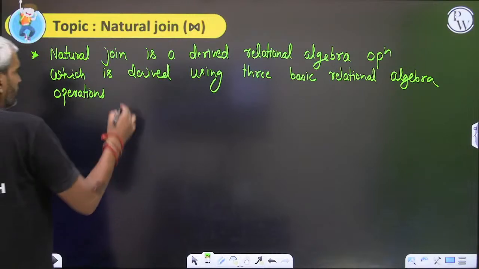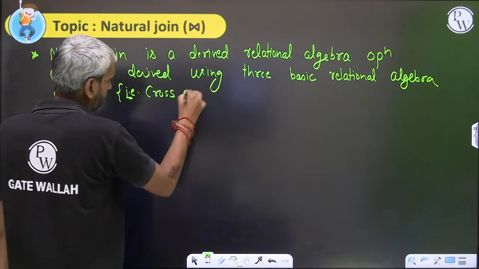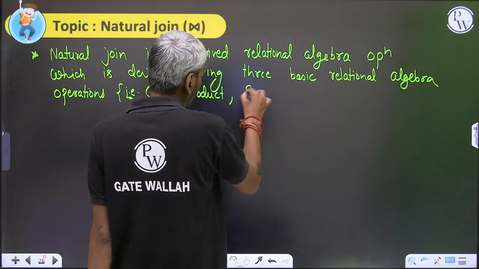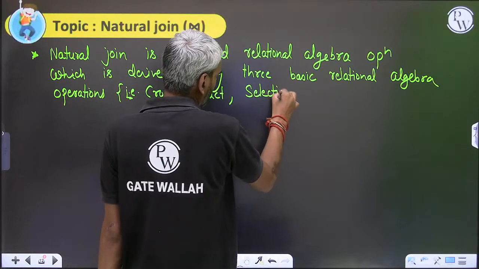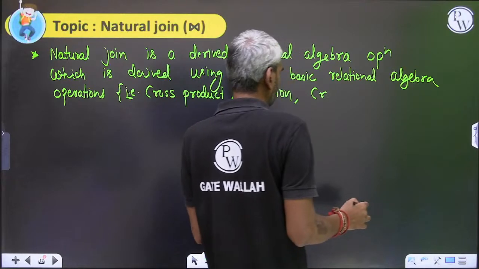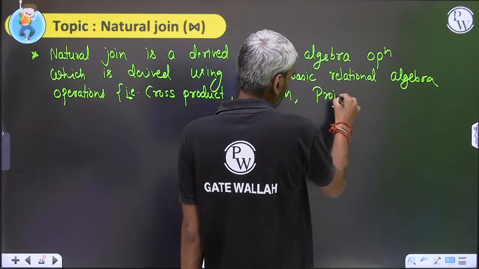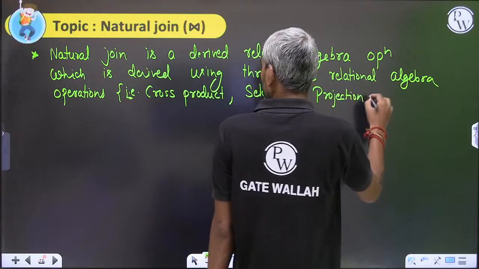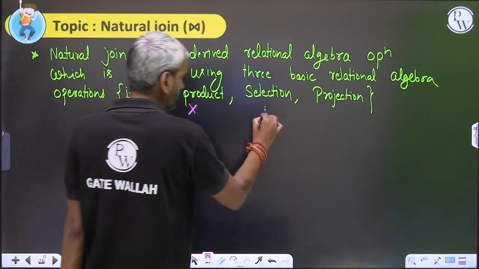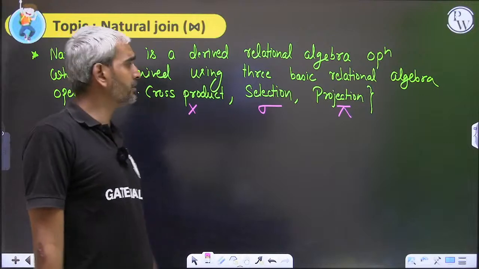Three basic relational algebra operations: cross product is one basic relational algebra operation, second, selection, third, projection. So this will be cross product, selection, projection. These three things will be available in the natural join.